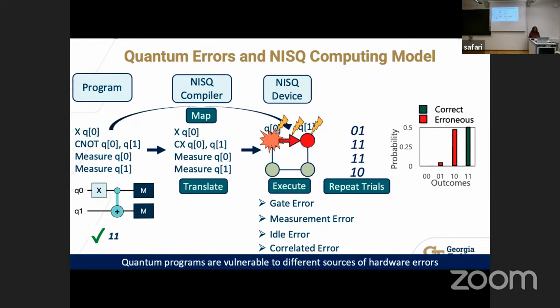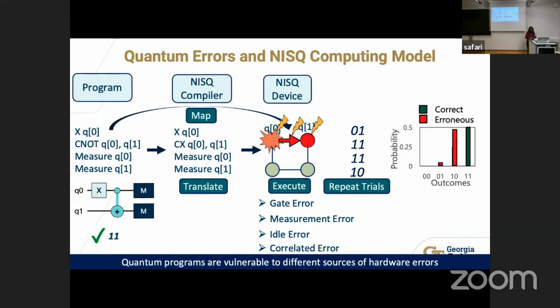But as you can see, quantum programs are vulnerable to different types of errors. For those of you who are interested, I listed some of my previous works in the other slide, and they basically target the other types of errors. For example, Foresight deals with gate errors, Adapt deals with how you can mitigate idle errors, Hammer tries to mitigate correlated errors, and what I'll describe is JigSaw, which focuses on mitigating measurement errors.